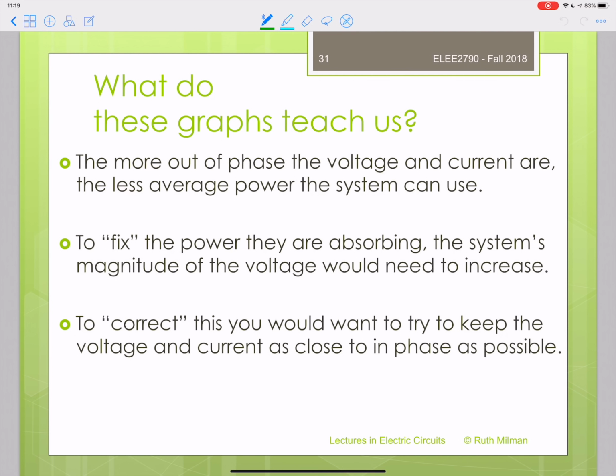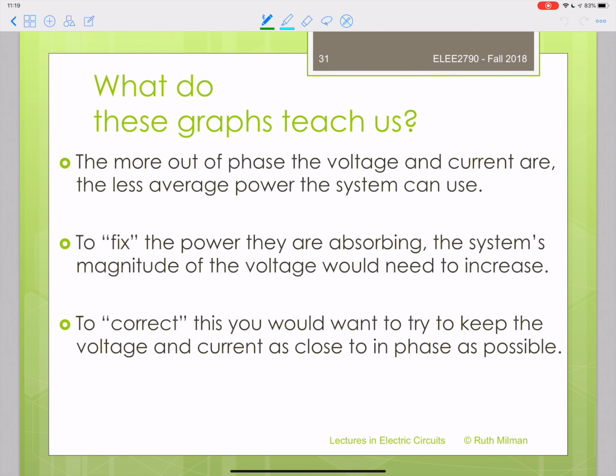These graphs teach us a lot about power. The more out of phase the voltage and current are, the less average power the system can use. We also see right away that power is something that has double the frequency of the actual system voltage and current. And we see that we can fix what's happening in a system by fixing the power that the different elements are absorbing. The system's magnitude of the voltage needs to increase if we have too much of a phase shift, and so we can actually adjust that by playing with what happens to the power. And you can actually see that directly from the graphs and from the instantaneous power.